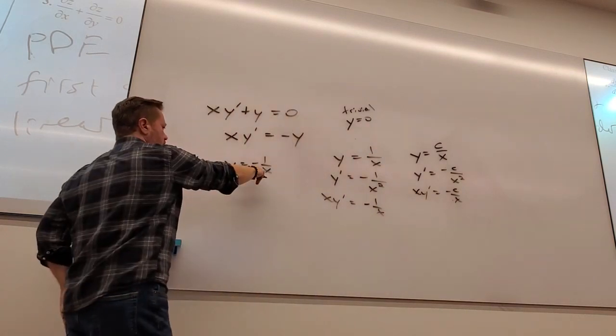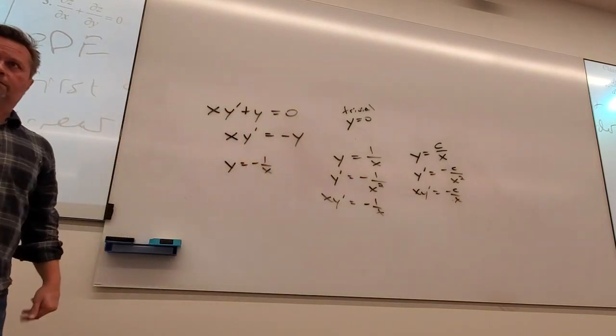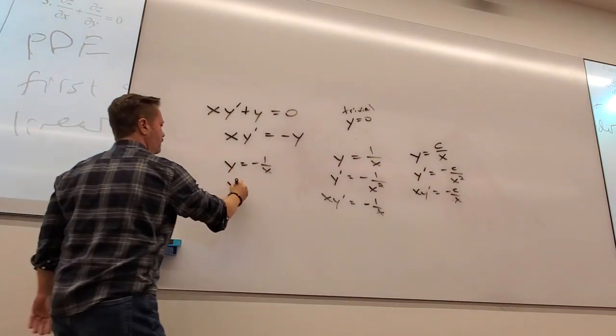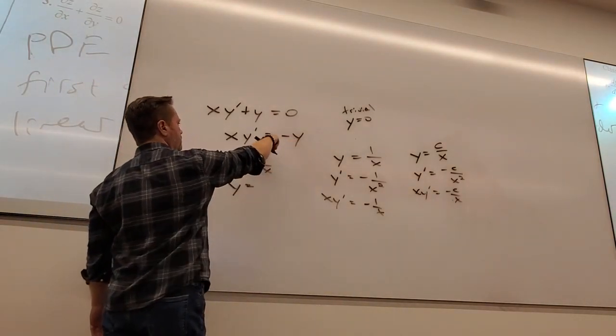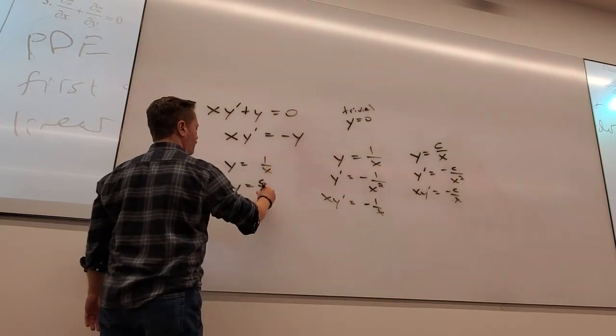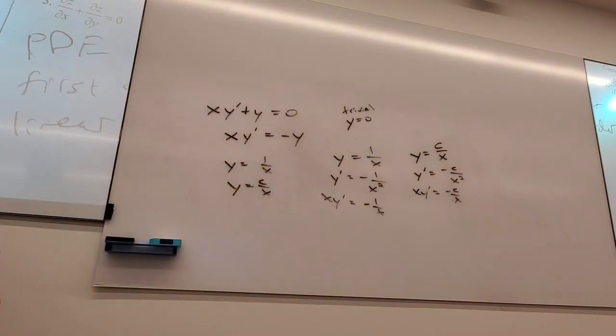So y equals 1 over x is a specific solution. It's a particular solution. Y equals c over x is the family of solutions. Okay, I like it. So very often we're going to find the family of solutions.